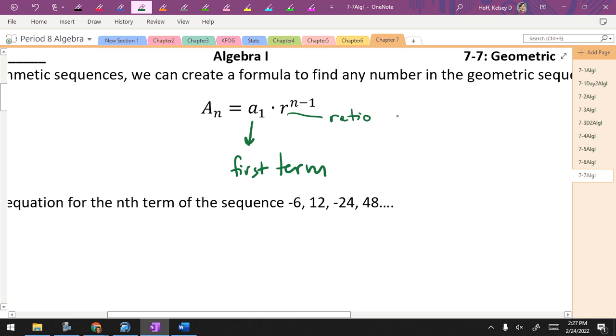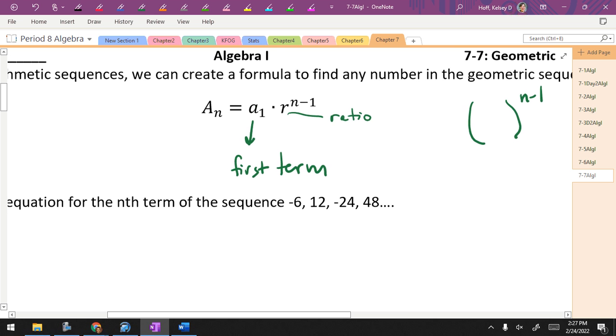If your r or your base is a negative number or a fraction, make sure you put it in parentheses, correct? And then n minus 1 stays n, because n is what number in the series that you're talking about. That's why A of 1 here is the number that's in the first location.